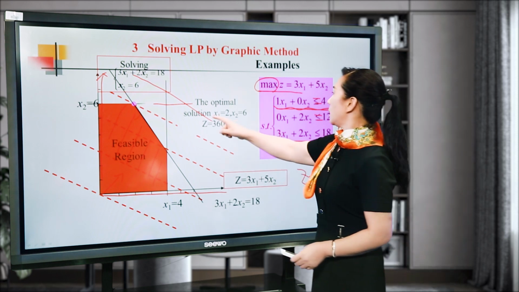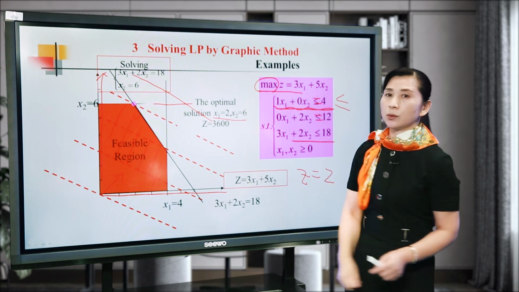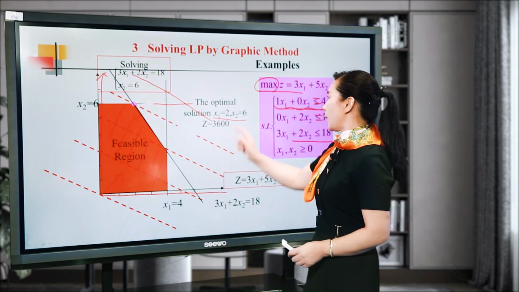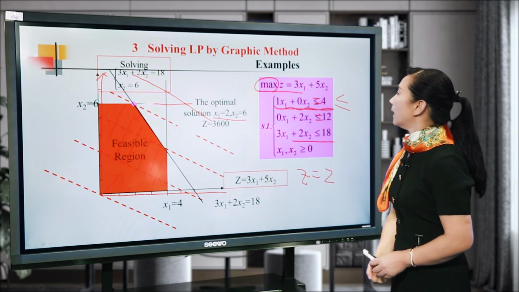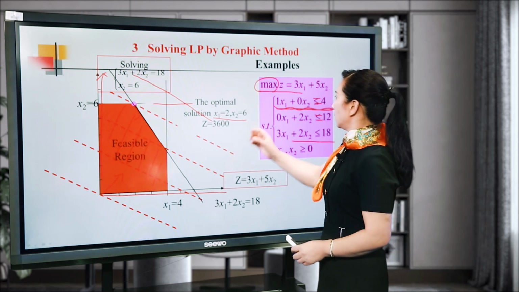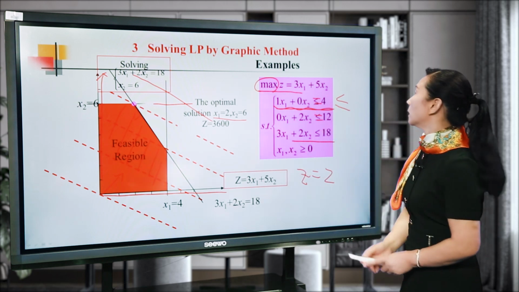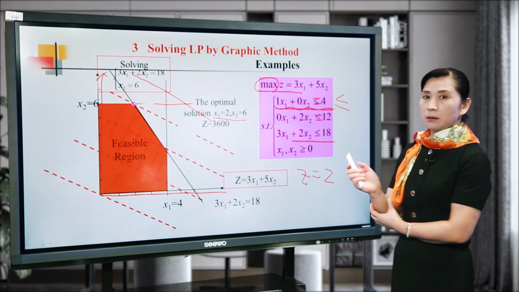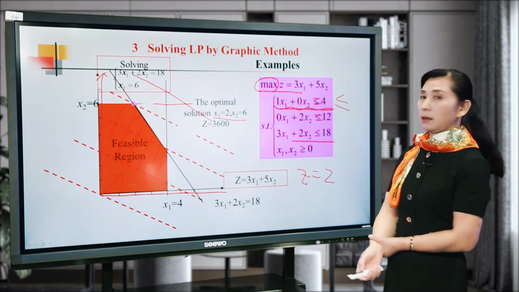And we put this into the objective function. We get the optimum value, 3,600. And this is the optimum solution of this model. So we have solved this problem.